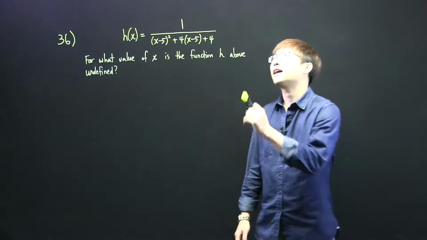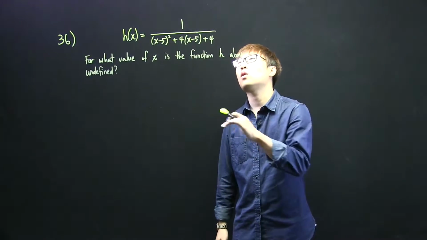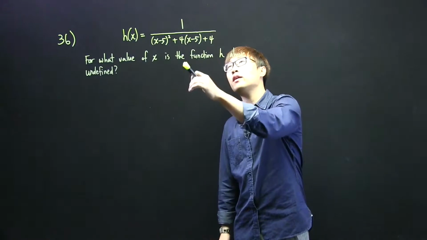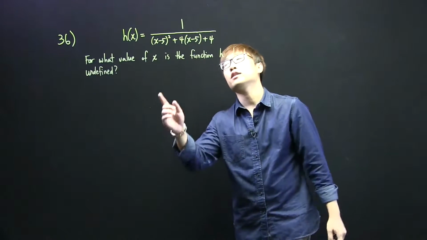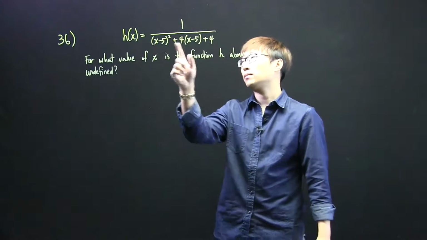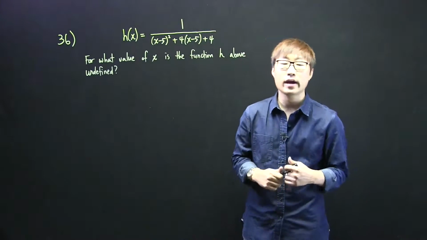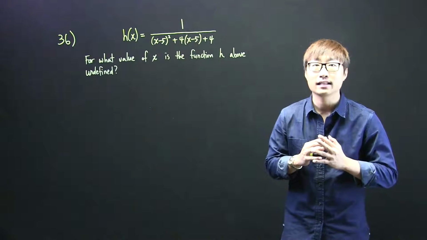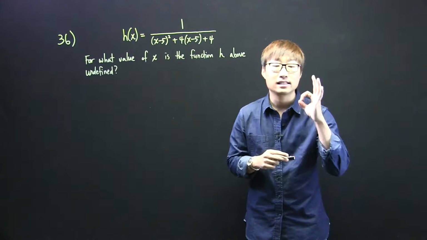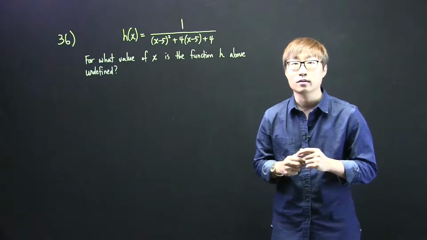Number 36, h of x is equal to 1 over (x minus 5) squared plus 4 times (x minus 5) plus 4. For what value of x is the function h above undefined? Okay, so when do we have a function that is undefined? When we have a 0 in the denominator, correct?